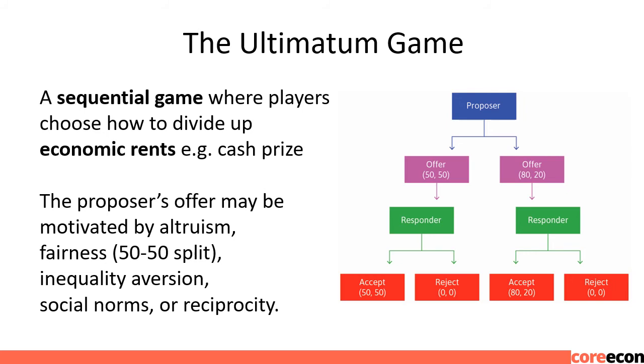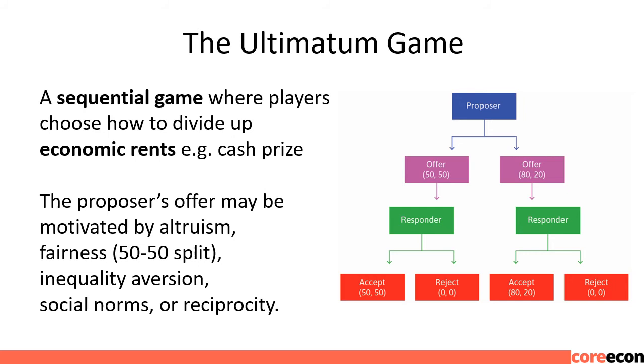The proposer's offer may be motivated by altruism, fairness, a 50-50 split, inequality aversion, social norms, or reciprocity. These social preferences all influence our behavior, sometimes working in opposite directions. For example, if the money finder has strong fairness preferences but knows that the friend is entirely selfish, the fairness preferences tempt the finder to share, but the reciprocity preferences push the finder to keep the money.